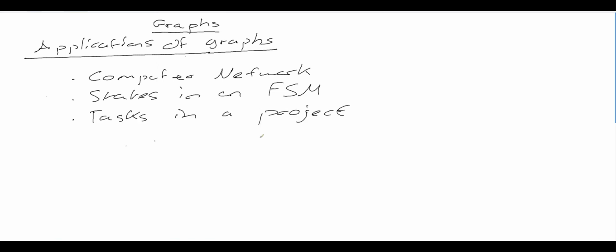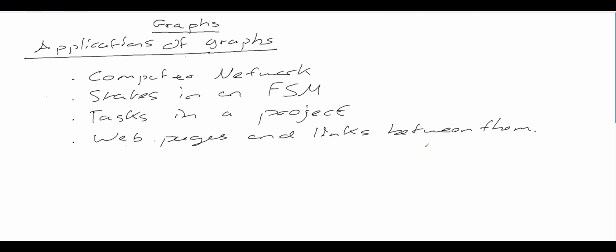You could use a graph to represent tasks in a project where the nodes are the particular tasks to be done, and then the arcs, possibly weighted with a time required to move from one task to another, would represent the transition between two tasks. You could use a graph to represent web pages and the links between them, so you could have each node be a particular page, and the arcs representing whether or not there is a link between two pages.